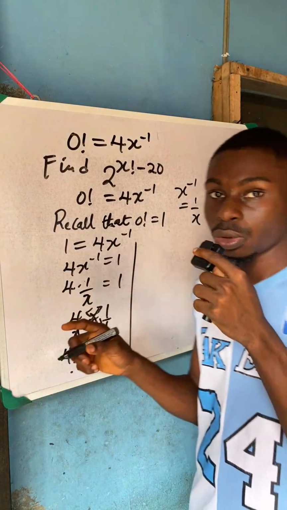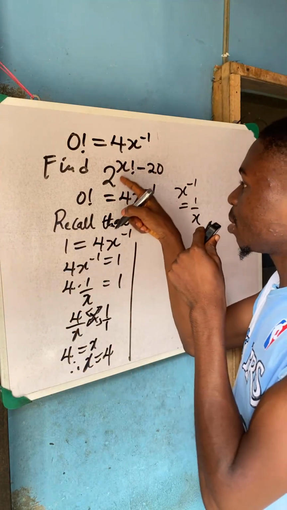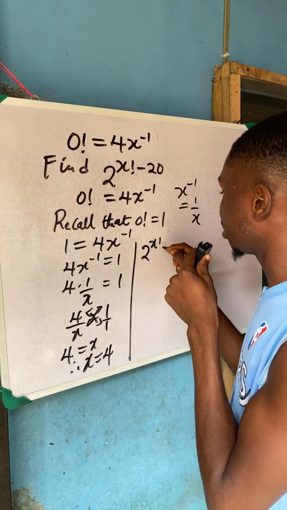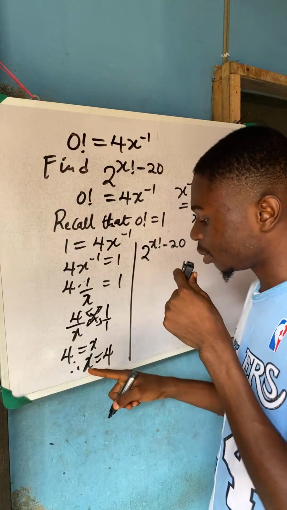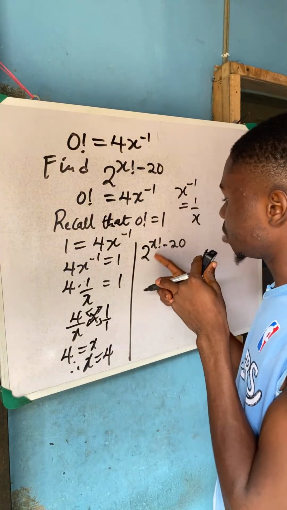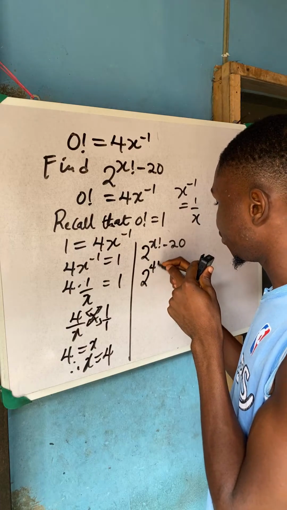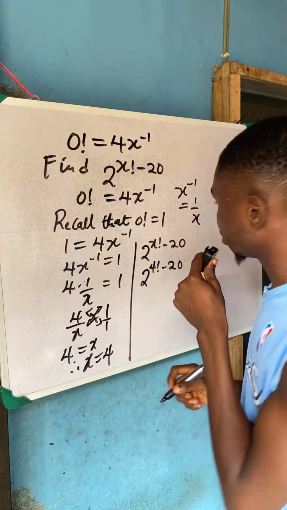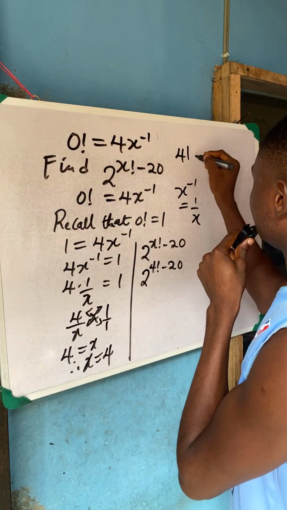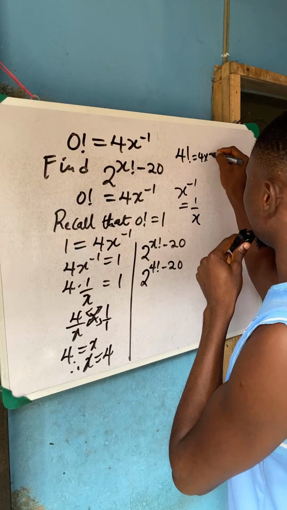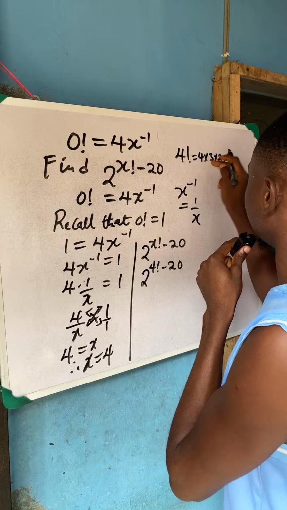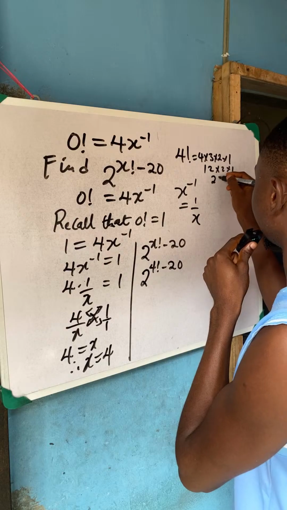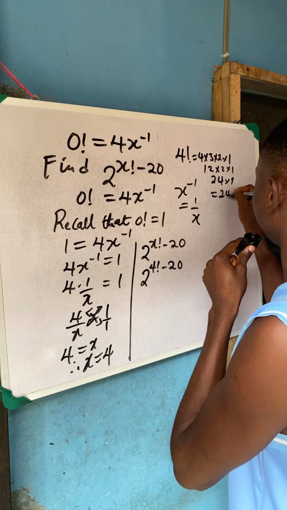But we are asked to find 2 to the power of x factorial minus 20, given that the value of x is equal to 4. So this becomes 2 to the power of 4 factorial minus 20. Now, recall that 4 factorial is equal to 4 times 3 times 2 times 1. 4 times 3 is 12, times 2 times 1. 12 times 2 is 24, times 1. This is equal to 24.